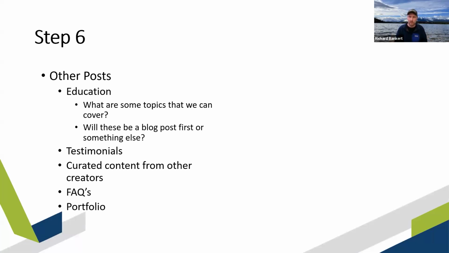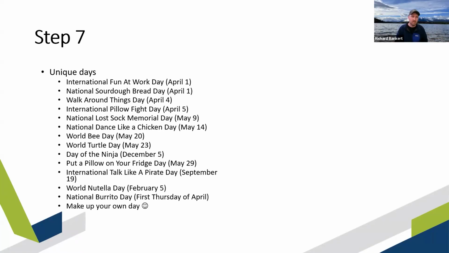And the more you go through this process, the quicker it will become and the more it will make sense. And then one of my personal favorites that I don't do enough of, and we need to start doing some more of, Tracy, is unique days. One's like International Fun at Work Day. That's April 1st. Well, that's April Fool's Day too. National Sourdough Bread Day is also April 1st, apparently. Walk Around Things Day is April 4th. International Pillow Fight Day is April 5th. National Lost Sock Memorial Day is May 9th.